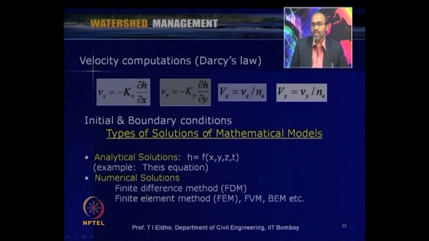And then, for the solutions of these mathematical models, for simple problems like some hypothetical or small problem where there are no complexities, analytical solutions are possible. For example, for simple steady state groundwater flow in a homogeneous isotropic medium, we can go for an analytical solution. But as far as field problems are concerned, analytical solutions are not at all possible. So, we have to go only for numerical solutions.